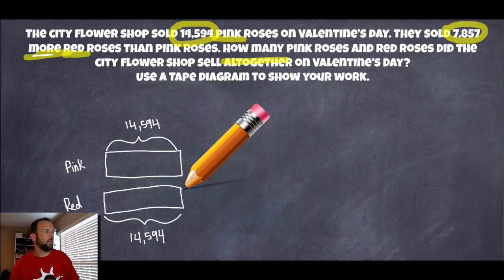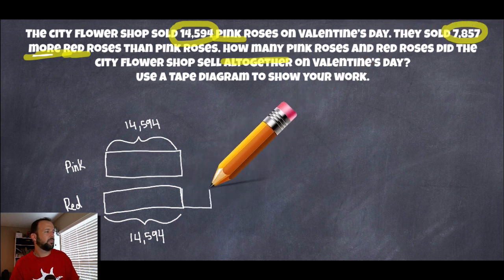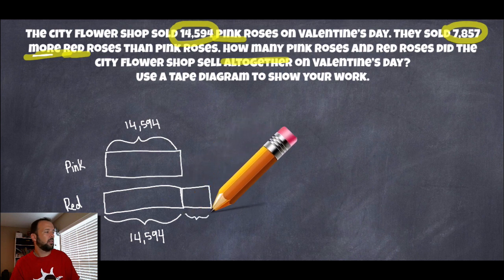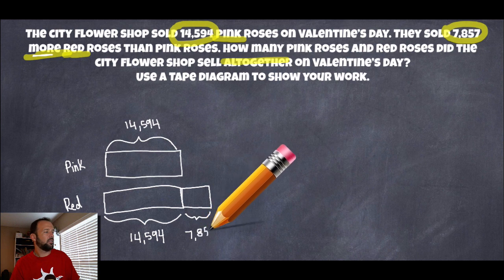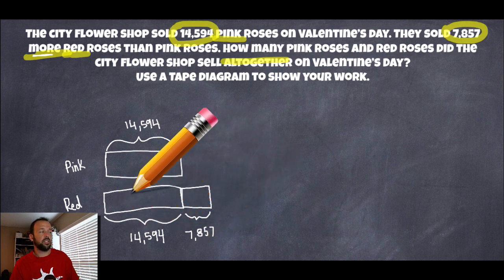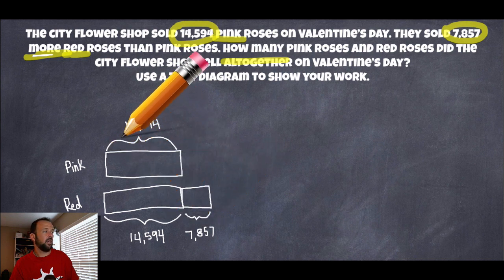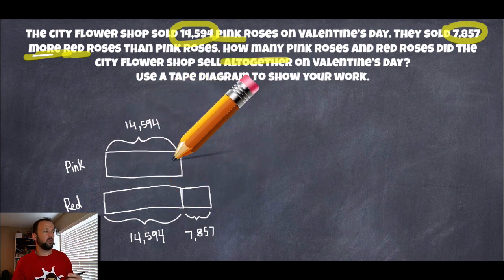7,857. So I know I'm going to draw another box here, or a rectangle here, with 7,857. So this would represent how many red roses they sold, and this represents how many pink roses they sold. So this kind of helps me to visualize it a little bit, right?